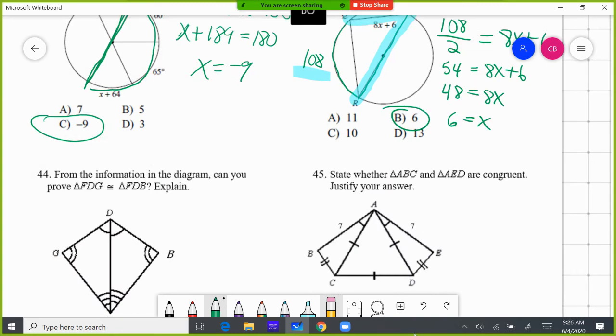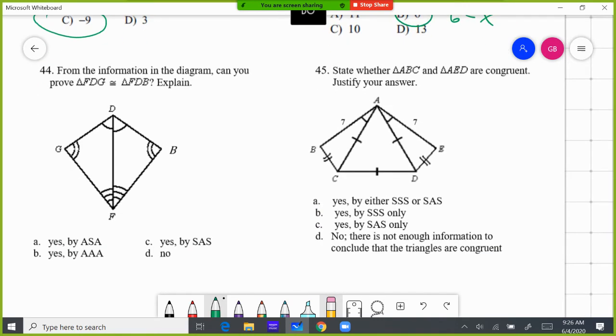Moving along. Page 44. From the information in the diagram, can you prove that triangle FDG is congruent to FDB? Well, I see angle, angle, angle, but that does not prove congruence. It proves similarity, but not congruence. But we could see that both triangles include DF. So that's a side. So you could go with angle, side, angle.